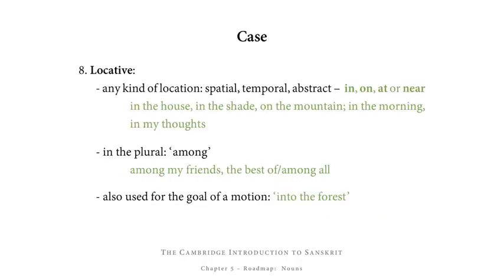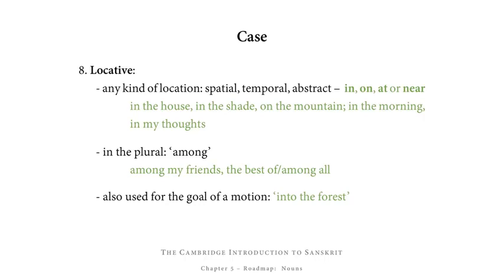Finally, we have the locative case, which is used to express any kind of location, spatial, temporal, abstract, to render ideas such as in, on, at, or near someone or something. So, for example, we have in the house, in the shade, on the mountain, all spatial locations, in the morning, which would be a temporal location, in my thoughts, which would be an abstract location, in my opinion, again abstract. In the plural, the locative can also express the idea of among, so for example, among my friends, or he was the best of or the best among all.